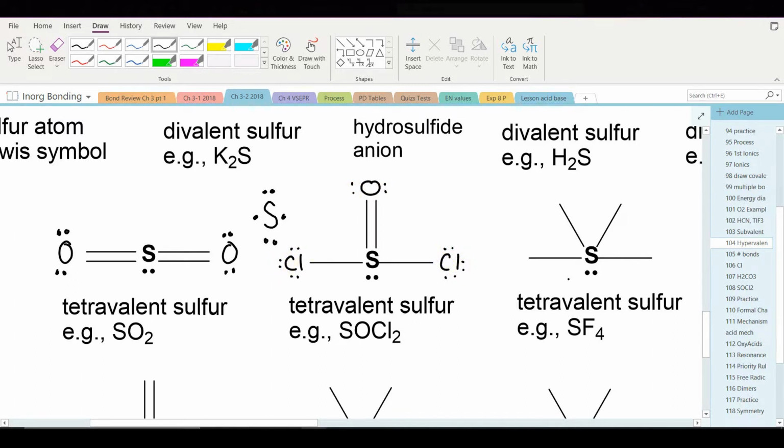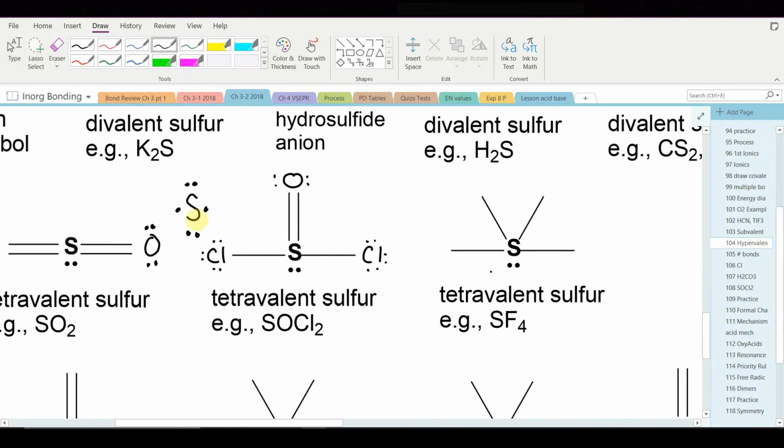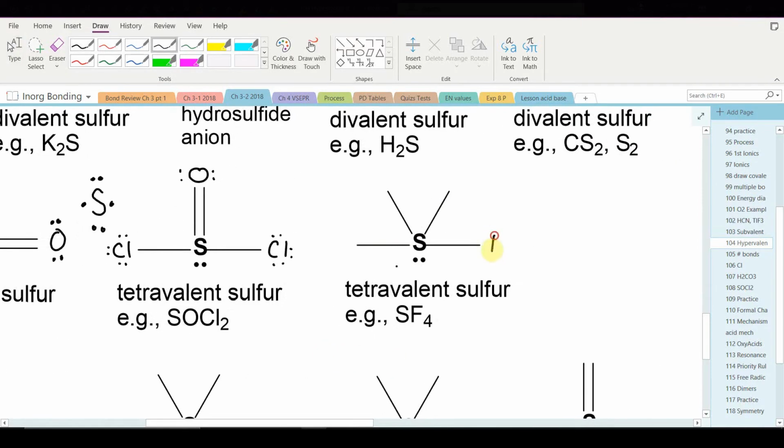What if sulfur took 4 of its valence electrons and formed 4 single bonds and left a pair unused? There's such a compound. It's called SF4, sulfur tetrafluoride. Each of these fluorines would have 3 non-bonded pairs of electrons on them. So here's sulfur, a hypervalent atom with 10 electrons in the valence shell. What about these other 2 electrons? Maybe they can be involved in bonding too, right? They sure can.